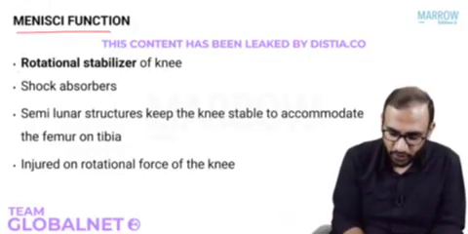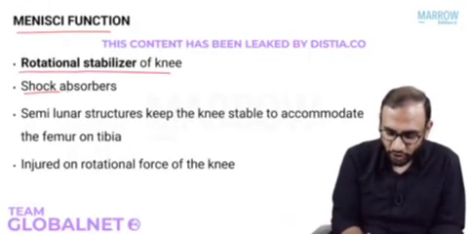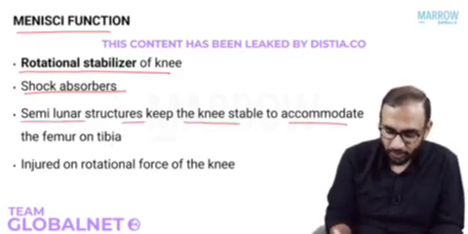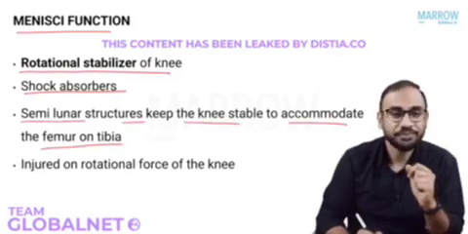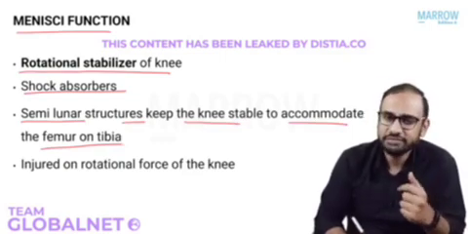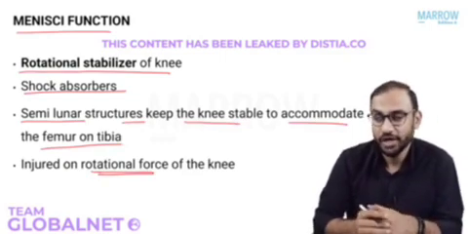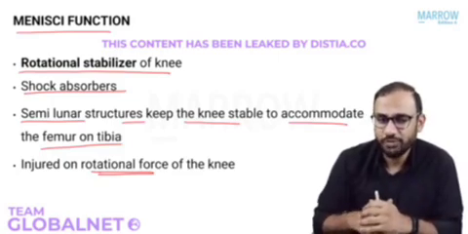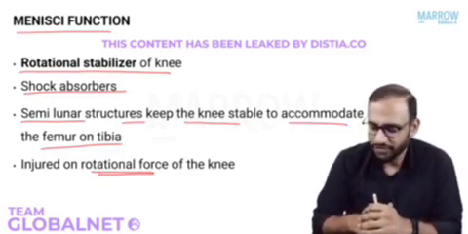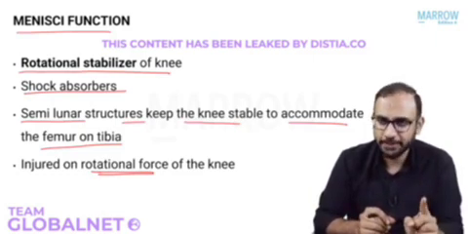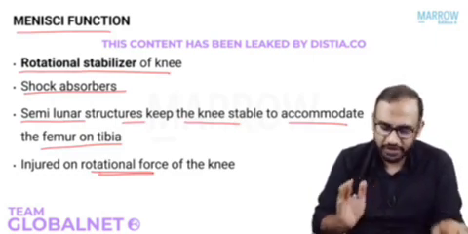So look at this. They are the rotational stabilizers of the knee. They are shock absorbers. They are semilunar structures that keep the knee stable to accommodate the femur on tibia. Okay, obviously, how will they get injured? If you rotate the knee. So rotational injuries or rotational forces will injure them. Okay. If you recall from the basics, menisci is which type of collagen? Type 1 collagen. Very good. Menisci is type 1 collagen. The function of collaterals is coronal plane stability. Function of menisci is rotational stability.